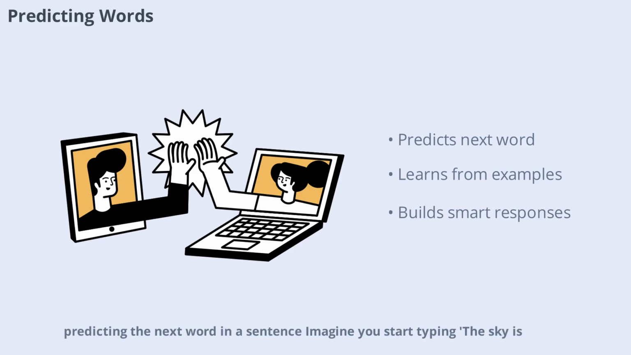The heart of every LLM is a simple but powerful idea: predicting the next word in a sentence. Imagine you start typing, "The sky is." The LLM uses everything it has learned to guess what comes next, like blue. This might sound basic, but when you scale it up with billions of examples, the model becomes incredibly smart. It can finish your sentences, answer your questions, and even write entire paragraphs that make sense. This prediction ability is what makes LLMs so useful in so many different situations.